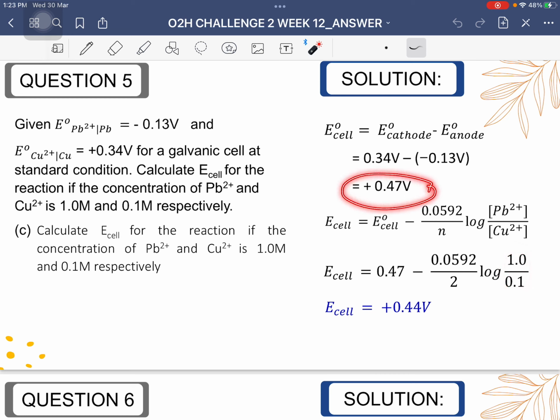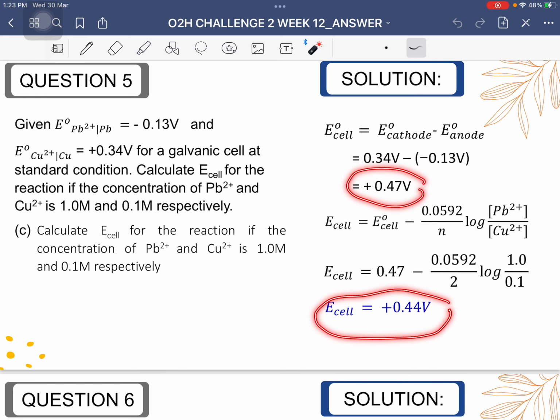So this is the cell potential if it is in standard condition, but because the concentration is 0.1 molar, therefore the cell potential is less than the standard.